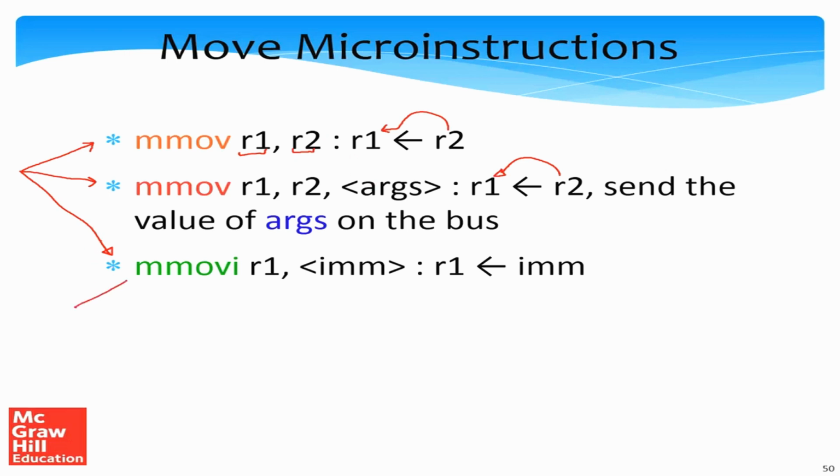And we have M move I. M move I is M move immediate, where given an immediate, the immediate is moved into the first register R1, whatever it is. So M move I pretty much moves the contents of the immediate into the register.